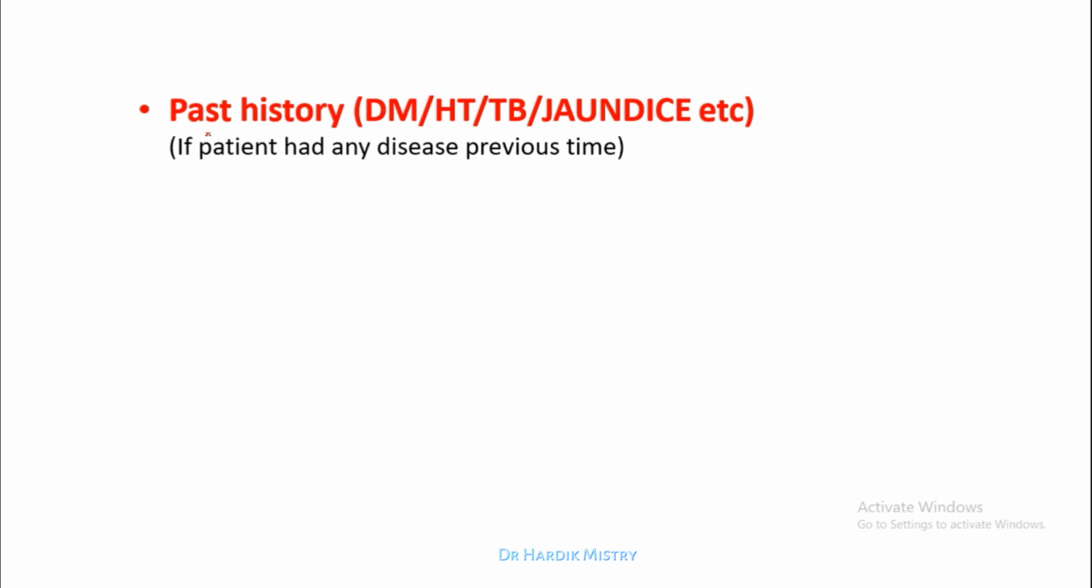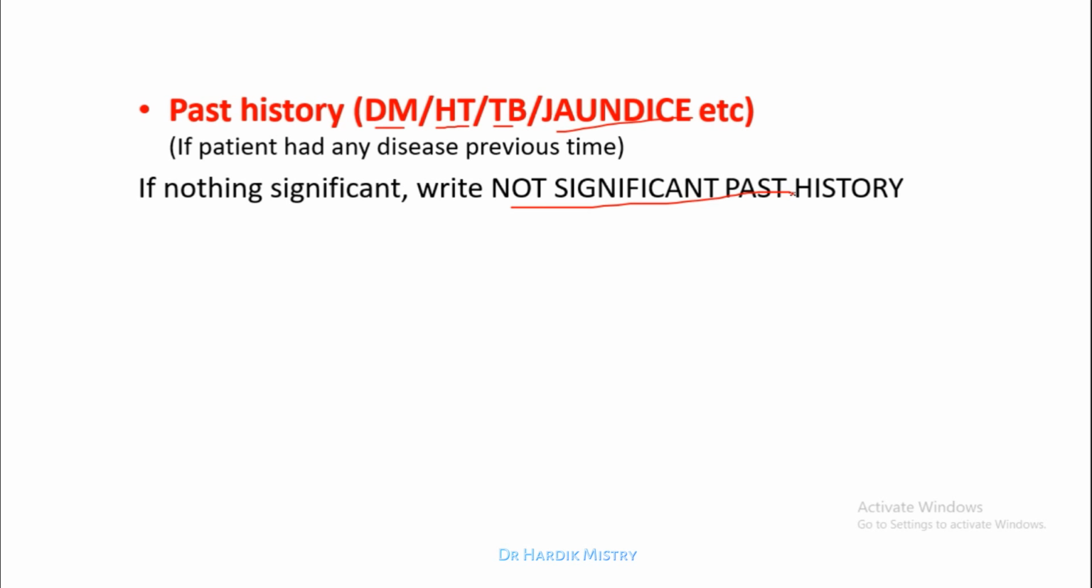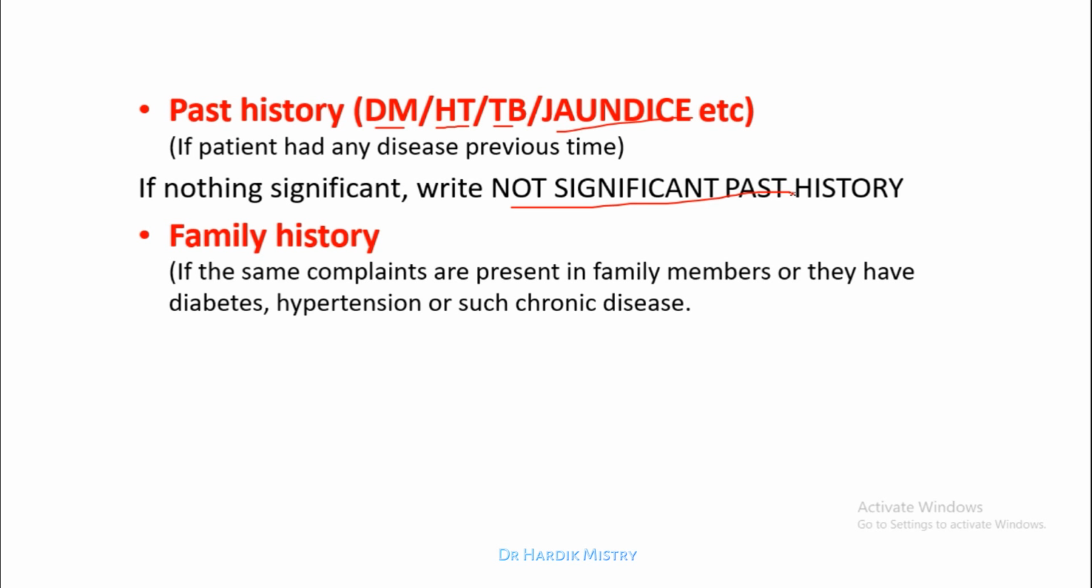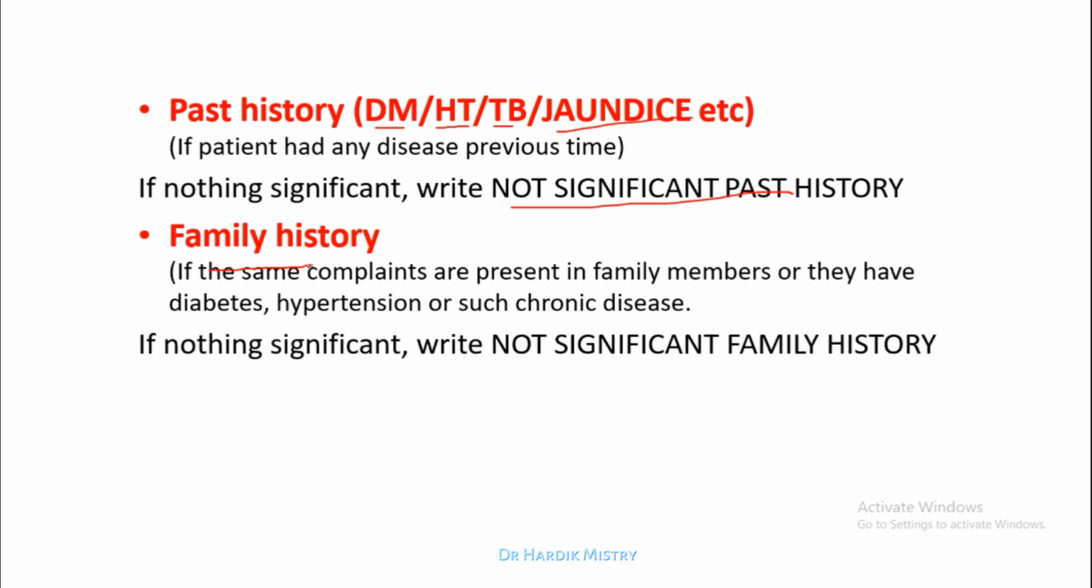Now the next section is the past history, in which you have to ask your patient about diabetes, hypertension, tuberculosis, jaundice, whether present or not. And you must ask whether he or she had similar chief complaints a few months back or not. If you are not able to find any positive or significant thing, then you just write not significant past history in this section. Alright. The next is the family history. If the same complaints are present in family members, or they have diabetes, hypertension or such chronic disease, you have to write it in this family history section. And if you are not able to find any significant or positive family history, just write not significant family history.